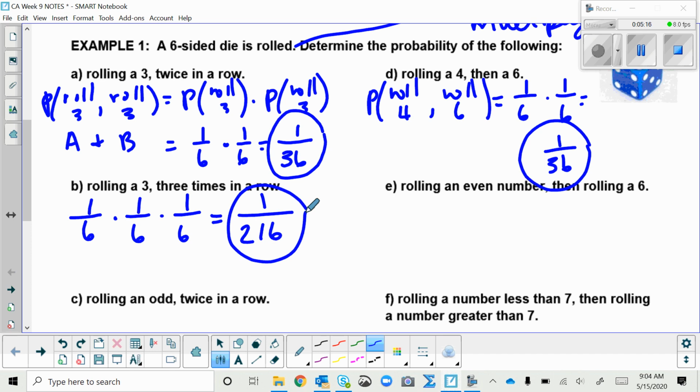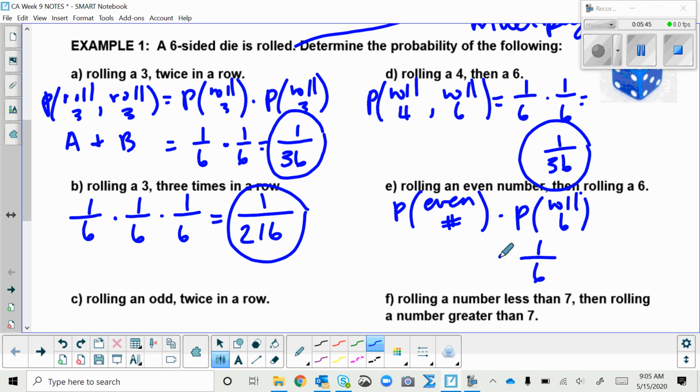For part E, now we're changing things up a little bit. What's the probability that you roll an even number first, and then you roll a 6? So we want the probability that we get an even number, and that will be multiplied by the probability of rolling a 6. Well, the 6 we already know. The probability of rolling any one number is 1 out of 6.